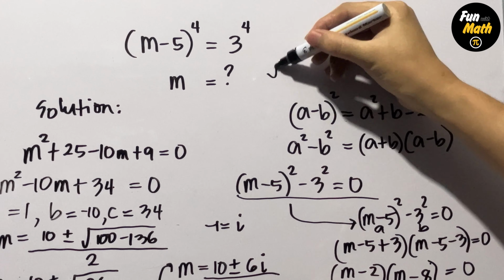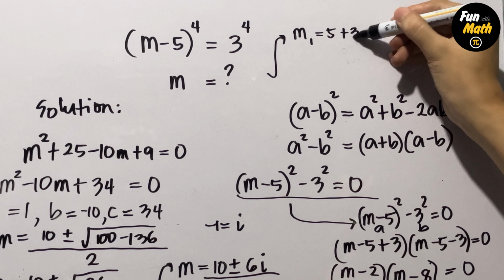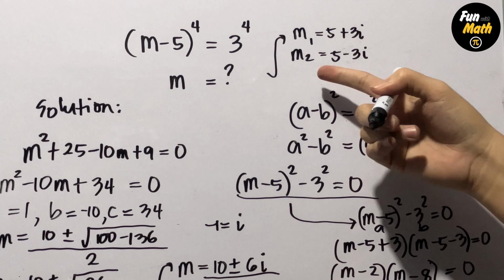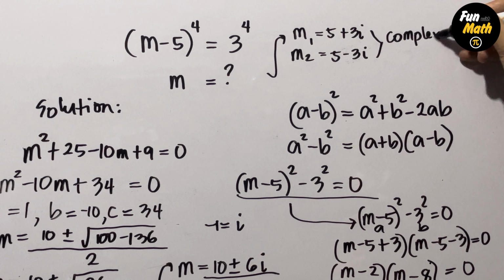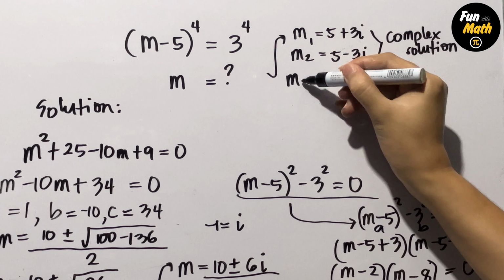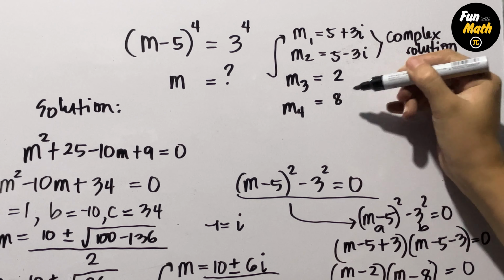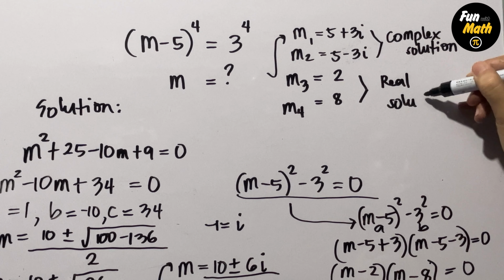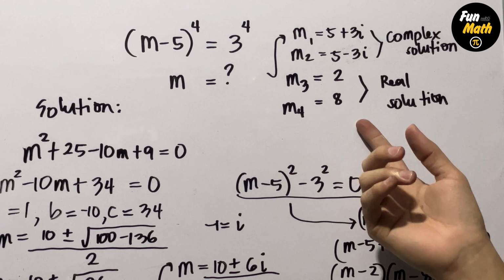Now let's write up here. We have m sub 1 is equal to 5 plus 3i. m sub 2 is equal to 5 minus 3i. And for these two, let's consider this as the complex solution. And the other two is m sub 3 is equal to 2 and m sub 4 is equal to 8. And consider this as the real solution. Now, we can use the real solution to check.